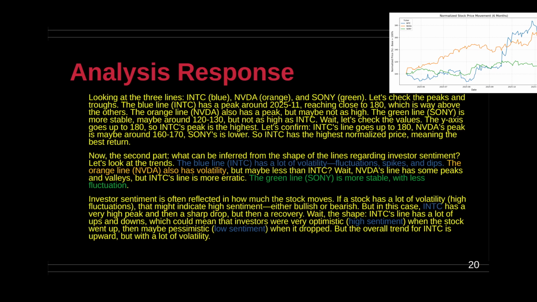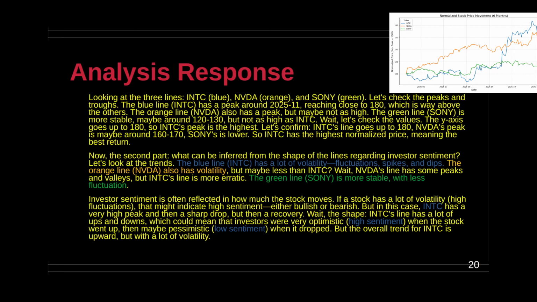Got it. Let's tackle this problem step by step. First, I need to figure out which company had the best 5-month return. The chart shows normalized stock price movement, where the x-axis is normalized percentage minus base equal to 100%. So the higher the value, the better the return. Since it's normalized, the percentage change from the base is the return. Looking at the three lines, INTC, which is blue, NVDA, which is orange, and Sony, which is green.